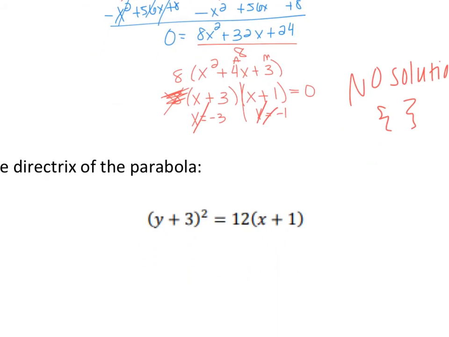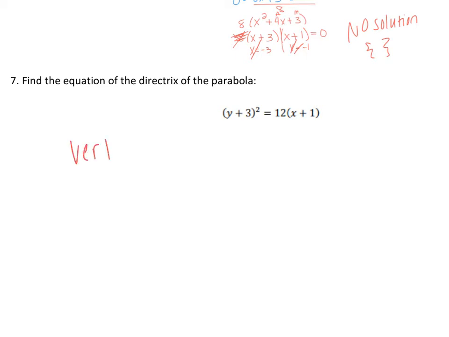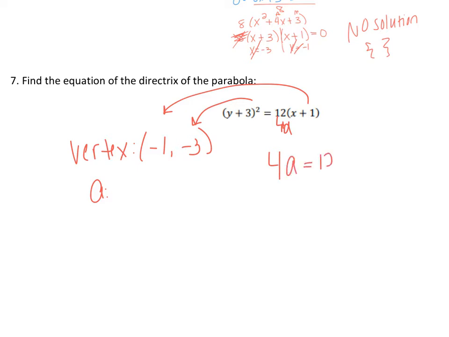All right, find the directrix of the parabola. So first off, you need the vertex. So the vertex for this particular parabola is -1, -3. Okay, the x is from the x part and the y is from the y part, and you will change your signs. Then what you need is your a value. To find your a value, remember the formula has 4a right here. So you're going to do 4a equals 12, divide by 4, you'll find a is 3.